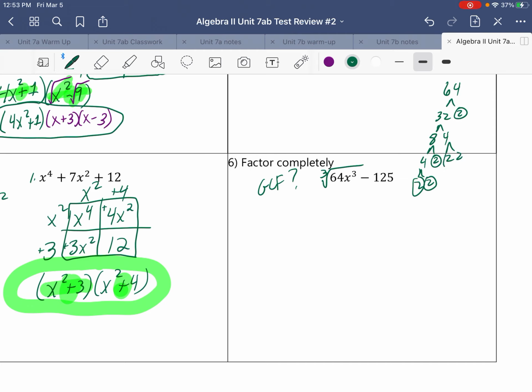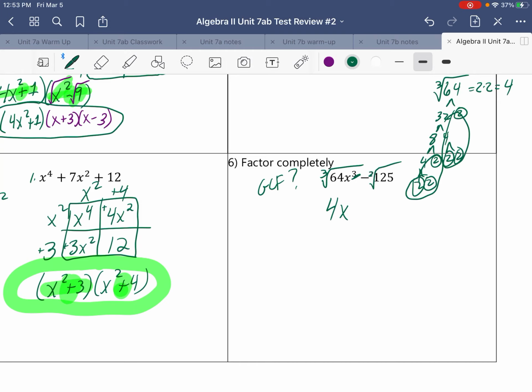Really what we're looking for is, it's a cube root, so we're looking for groups of 3. So 3 2s, another 3 2s, so that's 2 times 2, which is 4. Cube root of 64 is 4. Cube root and cube are opposites. They simplify. So this actually ends up being 4x. The cube root of 64x to the third is 4x.